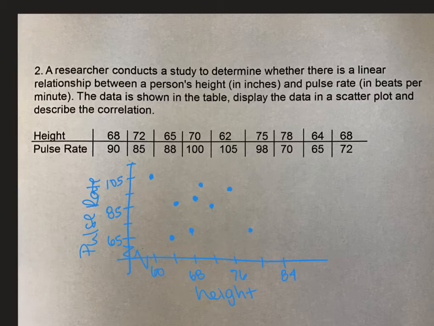So when you look at this graph, it's not really going down and it's not really going up. It's just kind of all scattered around, especially with these 2 points adding into that, which kind of skews the rest of the data. But I would say that this would be a no correlation graph.